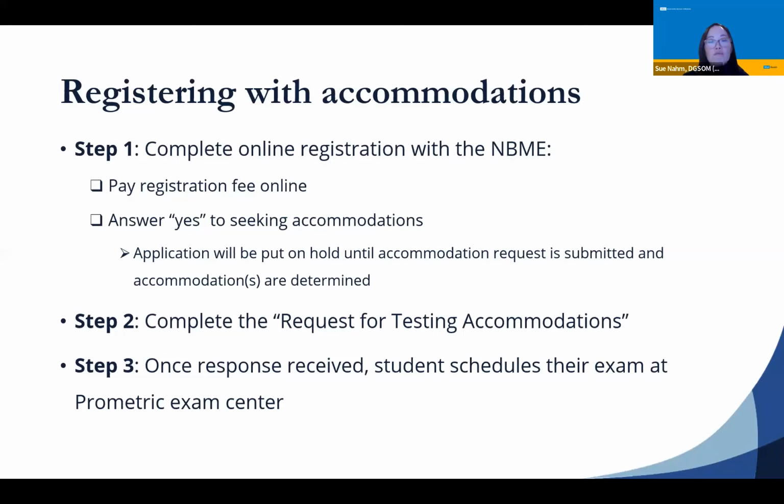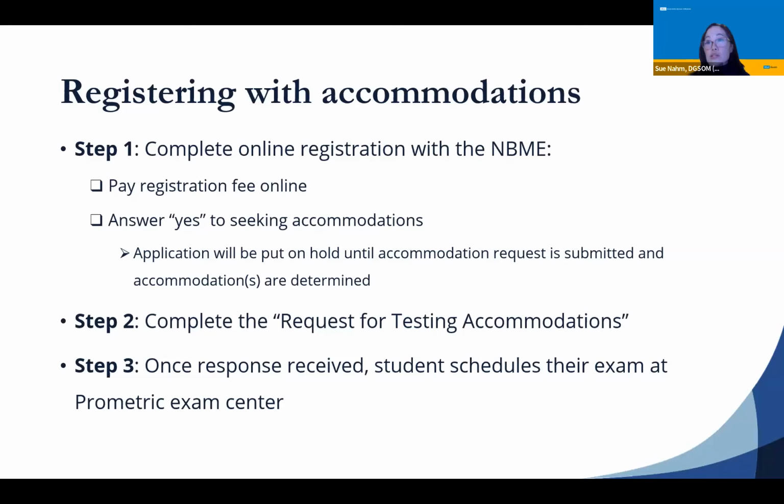For students applying for accommodations, the registration process is similar, but we wanted to point out that during the online registration process, they will be asked whether they are applying for testing accommodations. Students will then be prompted to pay the registration fee, but will not receive a scheduling permit until after their accommodation request is reviewed and an accommodation determination is made. So although students must wait, usually, although the time varies, at least 60 business days for a response to their accommodation request, they will still need to pay for the exam upfront.